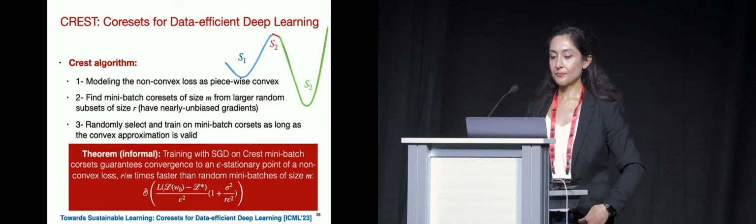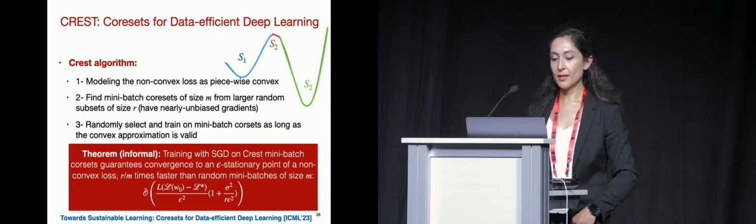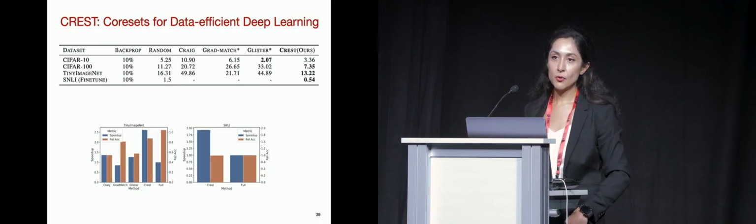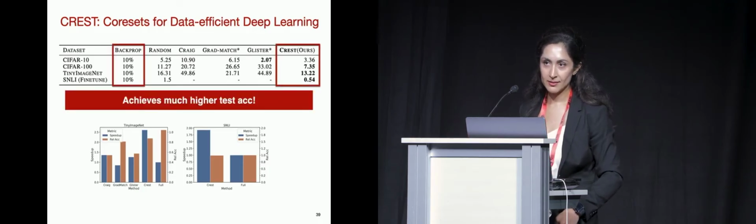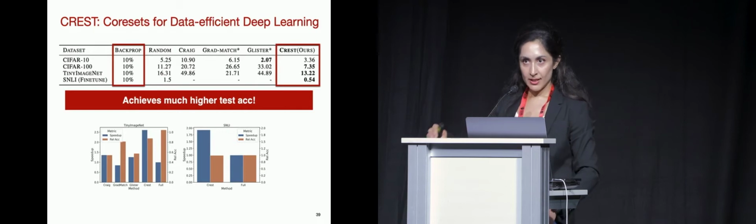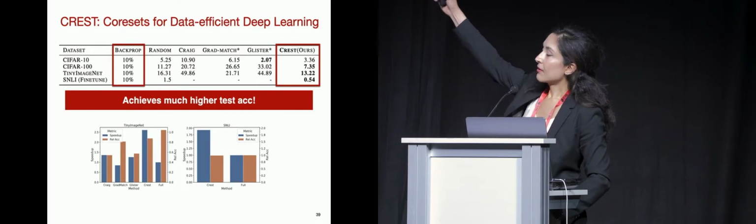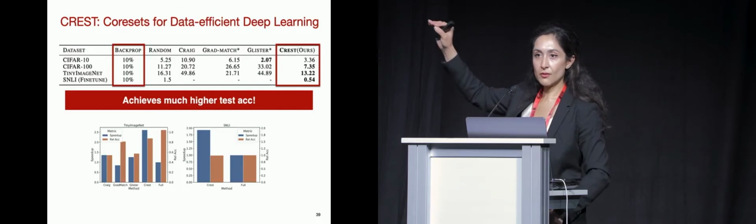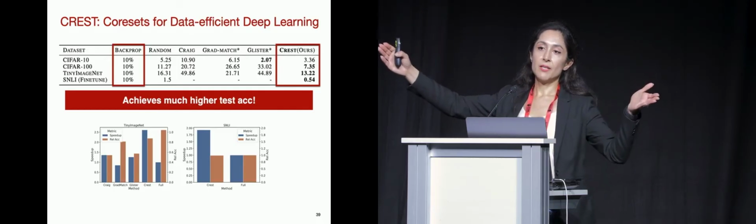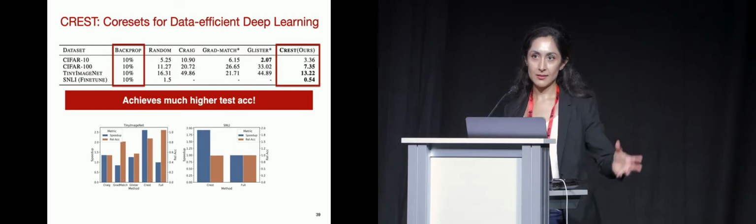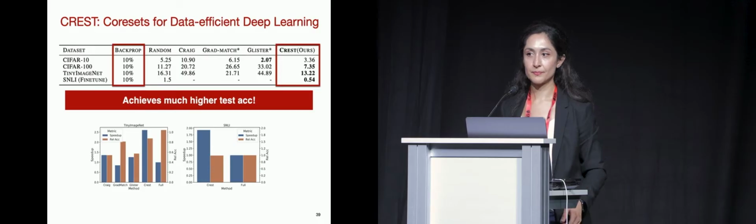Okay, now this is the final algorithm. And now we can get a guarantee for the convergence to a stationary point of our non-convex loss, the same one that training on full data converges to. And you see that we have this R in the denominator of the convergence rate. This is the size of the big mini batch. So we are simulating training with large mini batch size. And that's where the speed up is coming from.